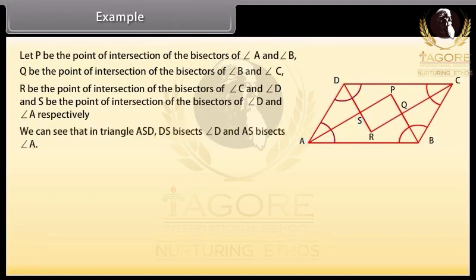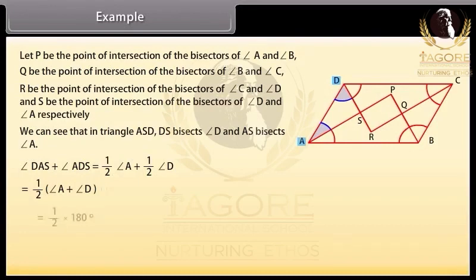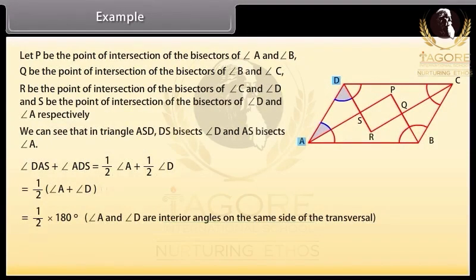We can see that in triangle ASD, DS bisects angle D and AS bisects angle A. Therefore, angle DAS plus angle ADS is equal to 1/2 angle A plus 1/2 angle D, which is equal to 1/2 into angle A plus angle D, which is equal to 1/2 into 180 degrees, because angle A and angle D are interior angles on the same side of the transversal.